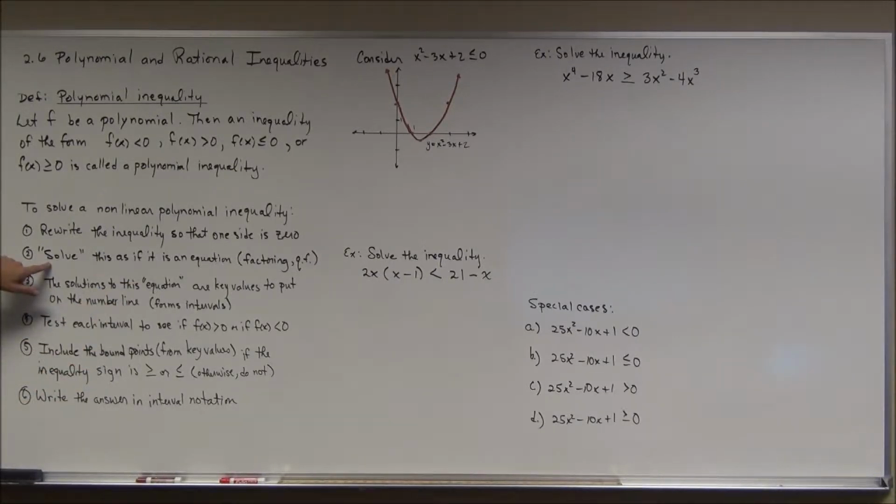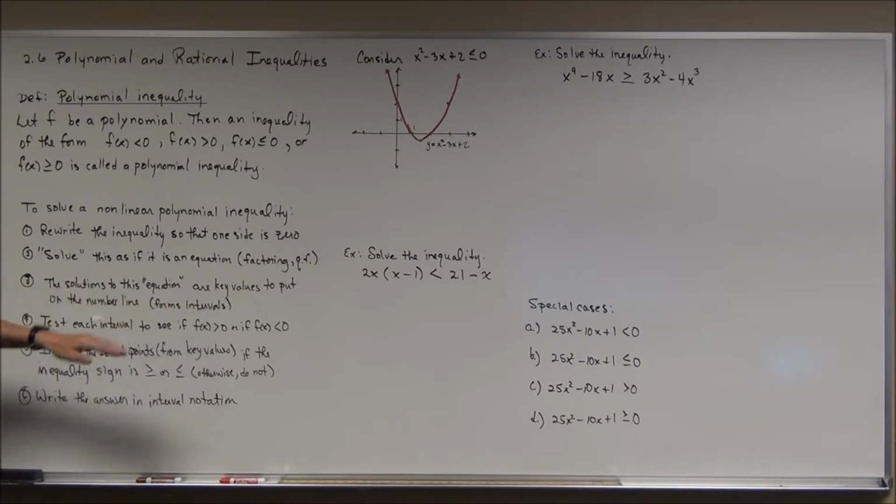Then I would solve the inequality as if it was an equation. If it's quadratic, you might have to use factoring or the quadratic formula. If it's higher degree, you might hopefully just have to use factoring, or maybe use the rational root theorem, the rational zero theorem. But you need to find the values that make it equal, because these solutions to the equation are key values that we're going to put right on the number line.